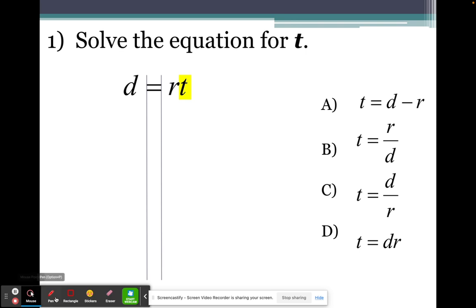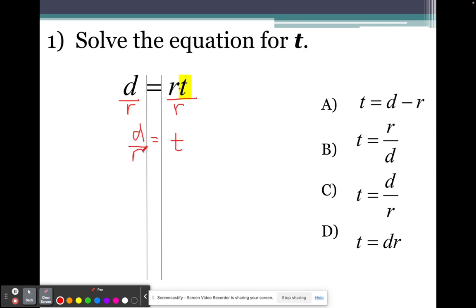Just like if there were numbers there, this is multiplication. The opposite of multiplication is division. So I would divide both sides by r. So time, or t, equals distance divided by rate.